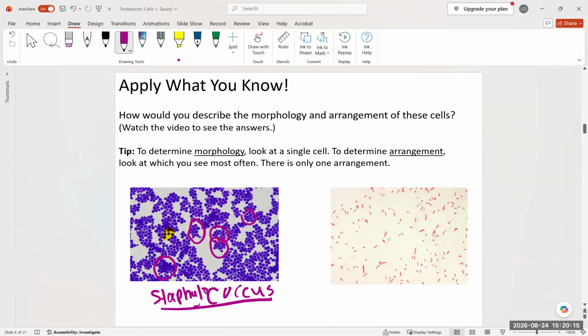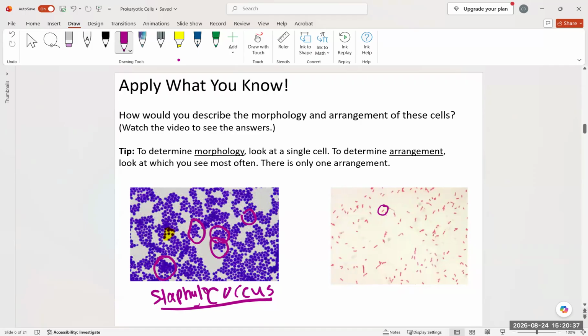All right, so then for this next one, for the morphology, again, we want to look at just a single cell. So I think here's a good one. Does that look like a real good circle to you? Nope. So that means our morphology is going to be bacillus. And then we want to look at what are these cells doing? How are they arranging themselves?